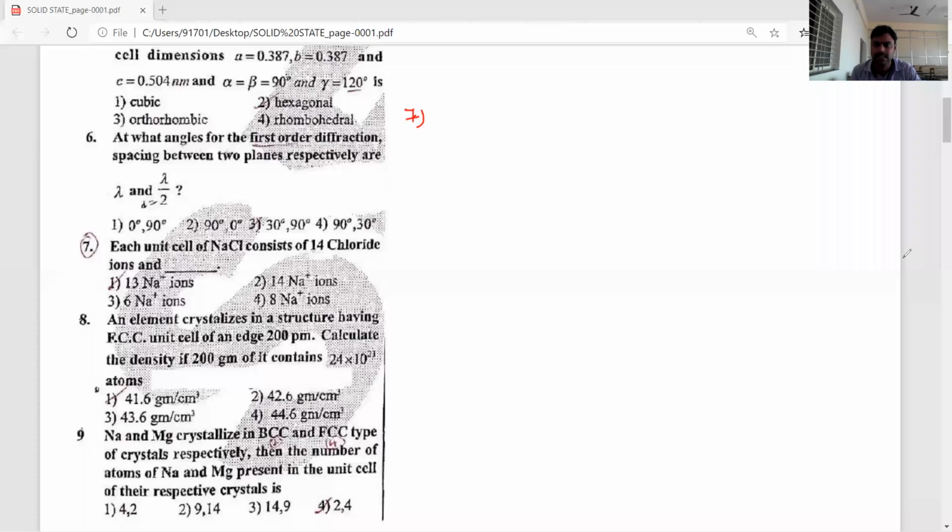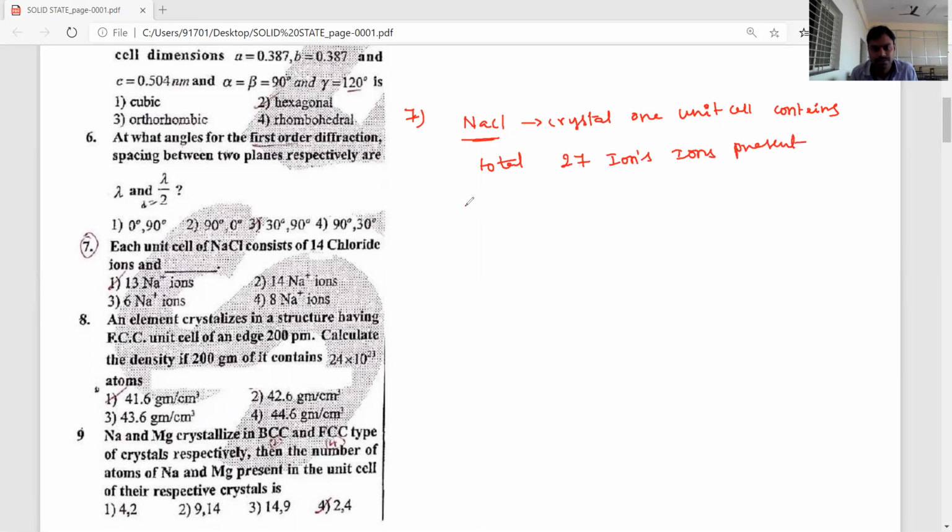We have already discussed the NaCl crystal structure in regular classes. In the NaCl crystal, one unit cell contains a total of 27 ions present, in which 14 are Cl minus ions and the remaining 13 are Na plus ions.